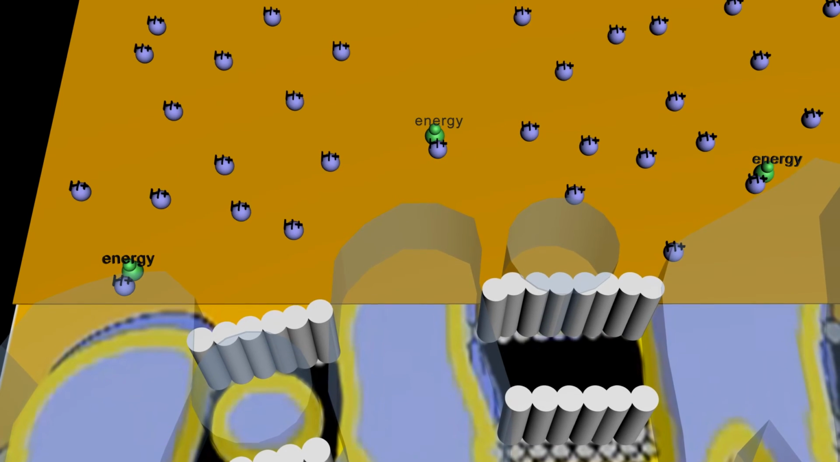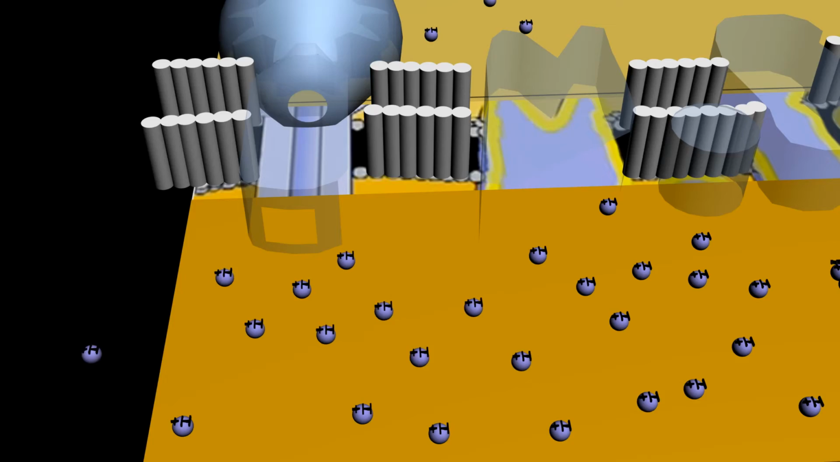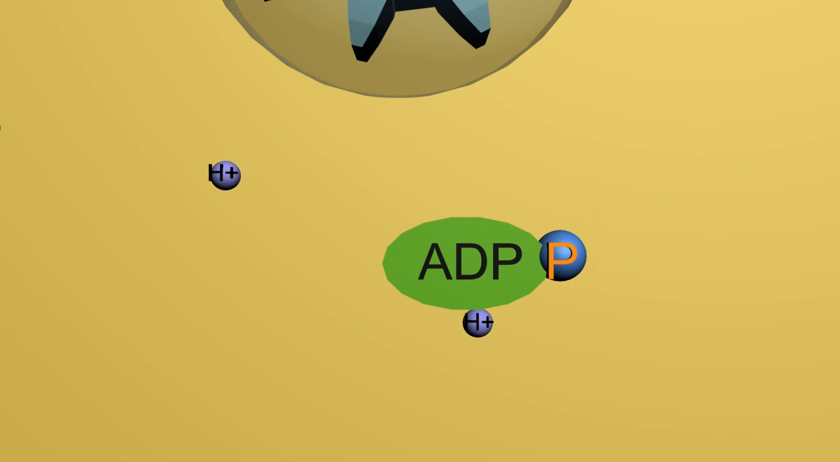This creates an H+ gradient across the membrane. During chemiosmosis, H+ diffuses back through the ATP synthase, and the process generates ATP.